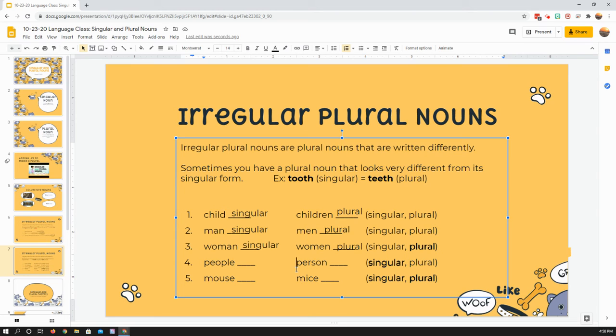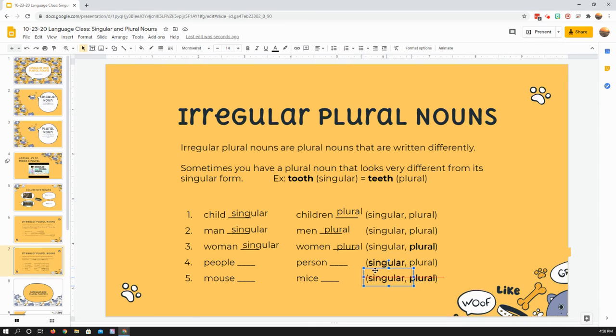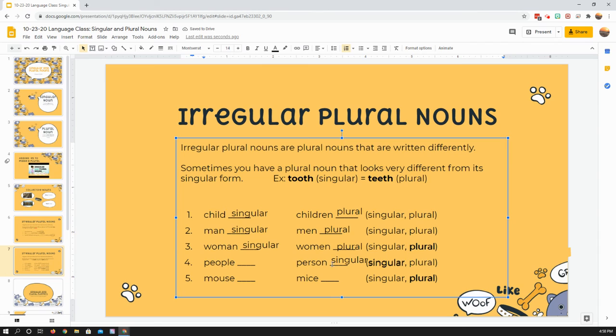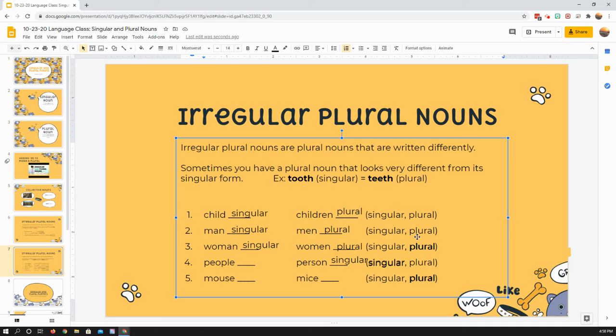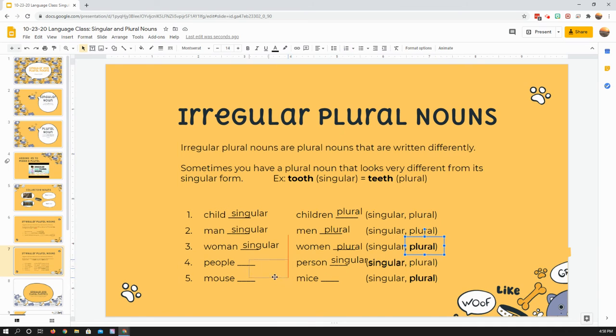You see? People and person. Okay, well, this is kind of easy. A person. I'm talking about a person, so it's going to be singular. It's going to be one person, right? But if I'm talking about more than one person, then I'm going to say people. So that's going to be plural.